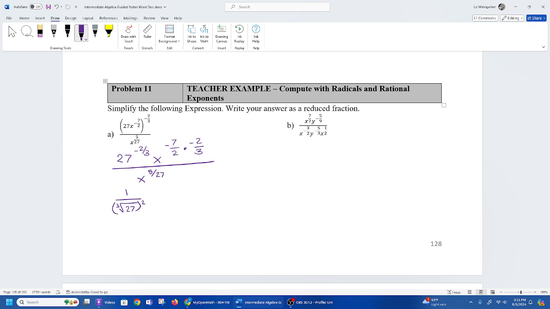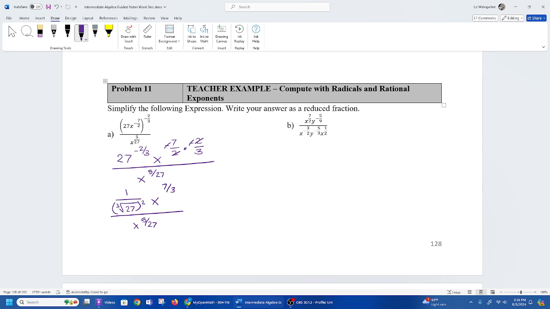For the x, we can multiply these two fractions. The 2's are going to cancel out. The negatives are going to cancel out. And we're going to end up with x to the 7/3, and that is over x to the 5/27.